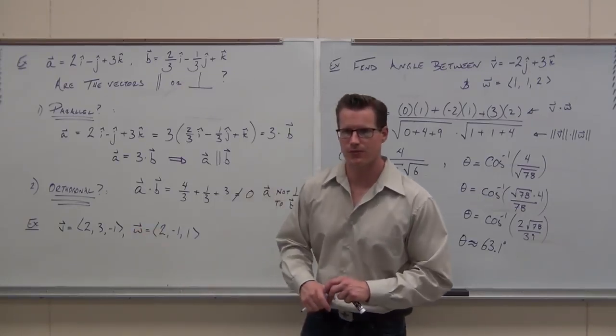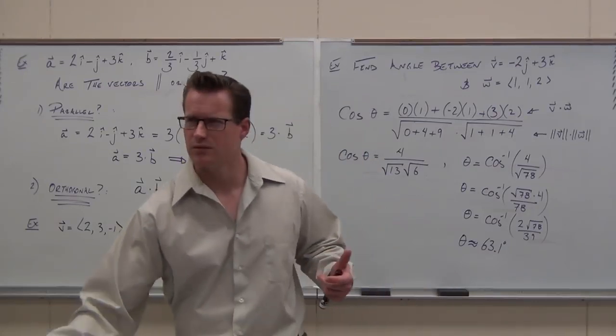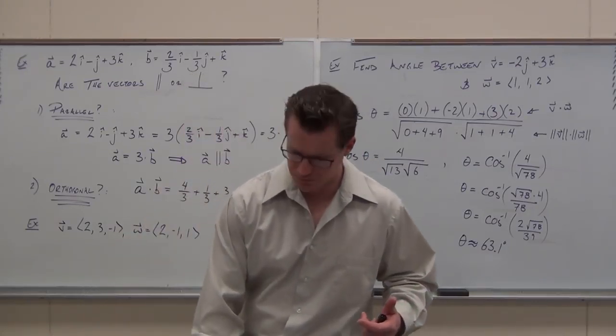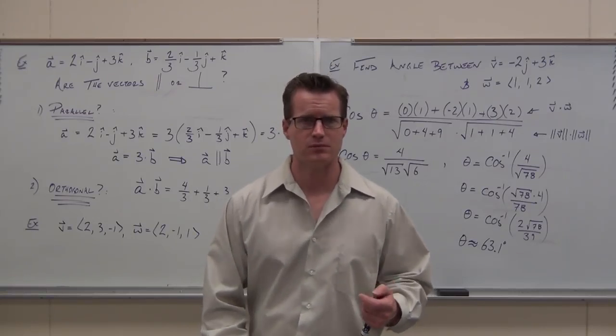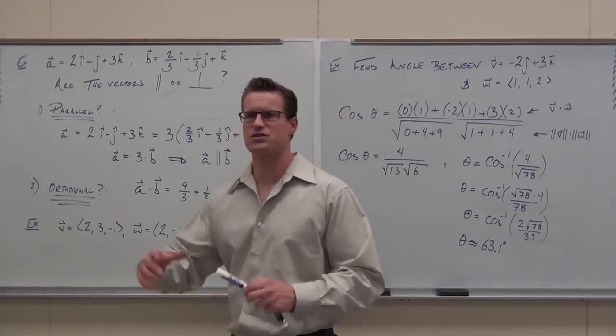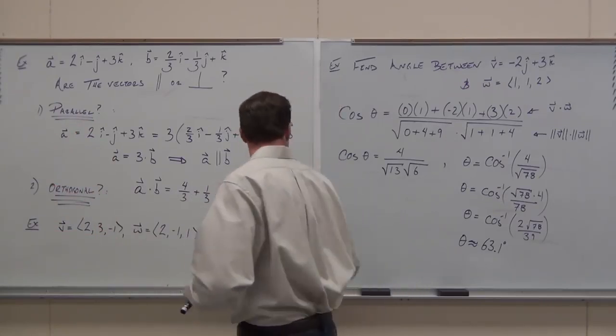Do the shortcut. Find out whether or not these are orthogonal. What's the shortcut? We just asked for it a little while ago. How do you check whether 2 vectors are orthogonal? Do the dot product. If it's 0, they are. If it's not 0, they're not.